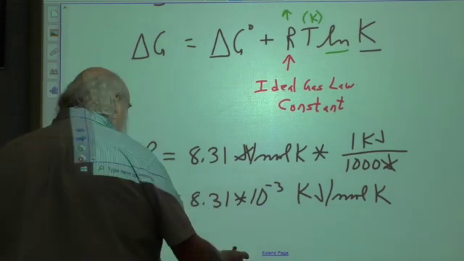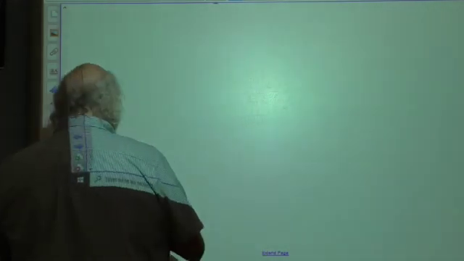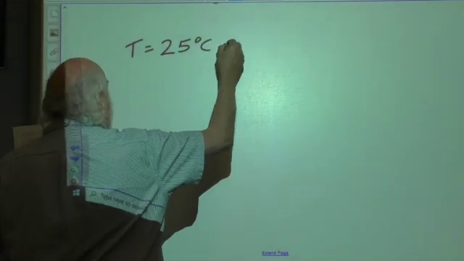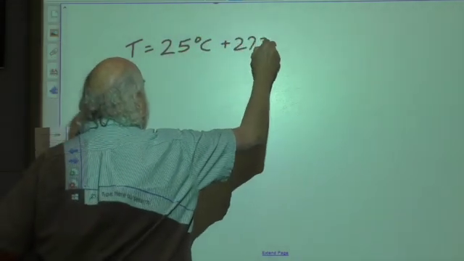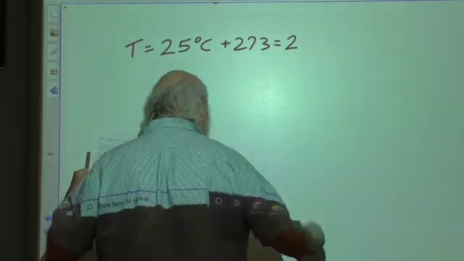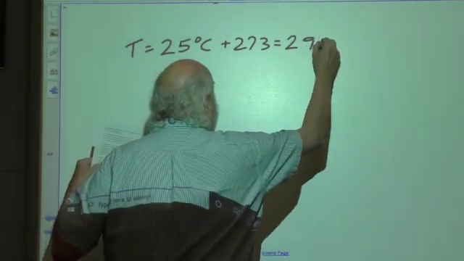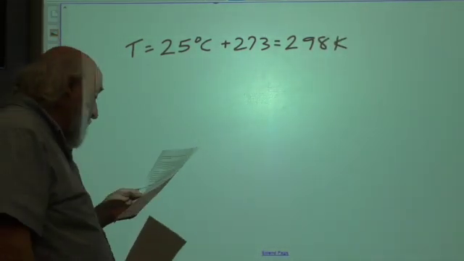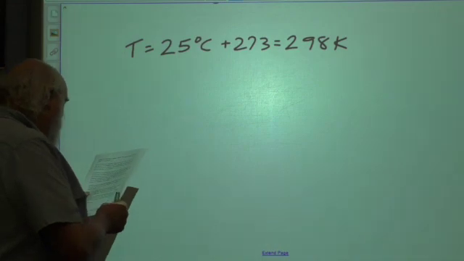Okay, so let's take a look at an example here. It says find the standard free energy change at 25 degrees Celsius. So T equals 25 degrees Celsius. And then if you add 273 to that, that gives us 298 K. And again, put my 2 cents worth in this, that should be the standard, but it's not.